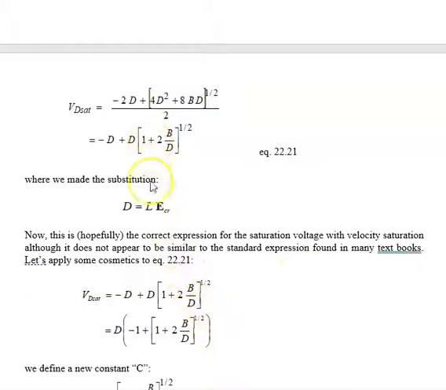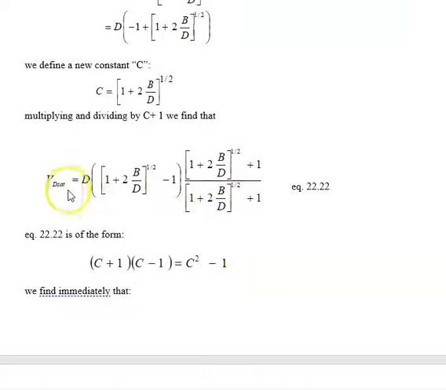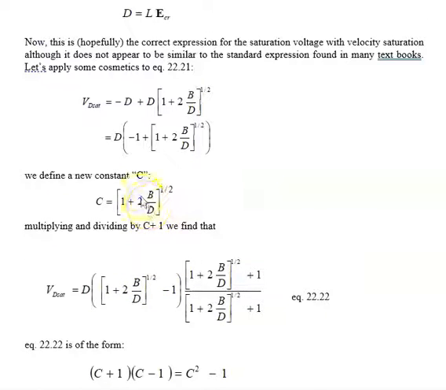So we massage this a little bit more. Oh boy, I'm defining constants out the kazoo here. We define another constant here just to get rid of this guy and make it a little bit more palatable. So I get, finally, VD sat is equal to this, where I define this new constant, C. Now, this doesn't look all that great. So how do I make this look a little bit cosmetically more pleasing?